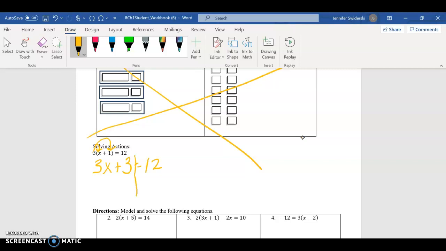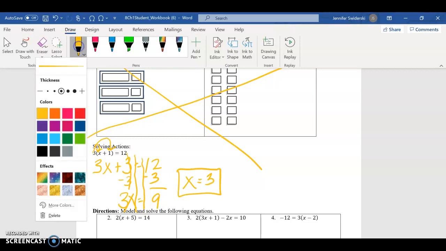Now I can go ahead and start solving, drawing my railroad tracks. My goal is to get the variable by itself, and in order to get this x by itself, I need to take everything else away on that side of the equation. So I'm going to subtract 3 on both sides. Well, 12 minus 3 gives me 9, so I have 3x equals 9. Divide both sides by 3, x equals 3.